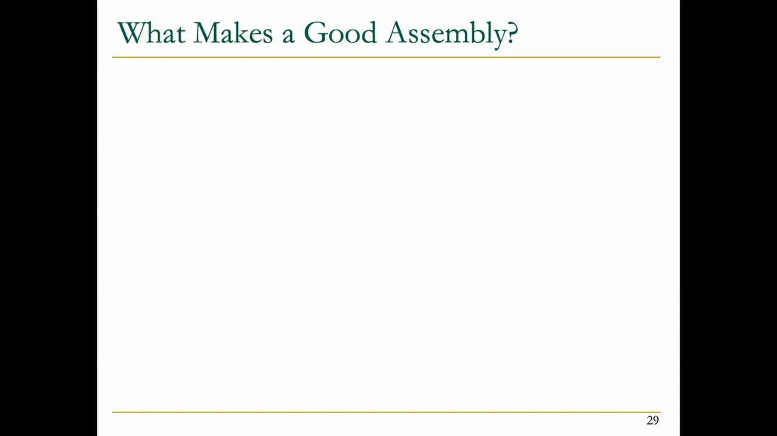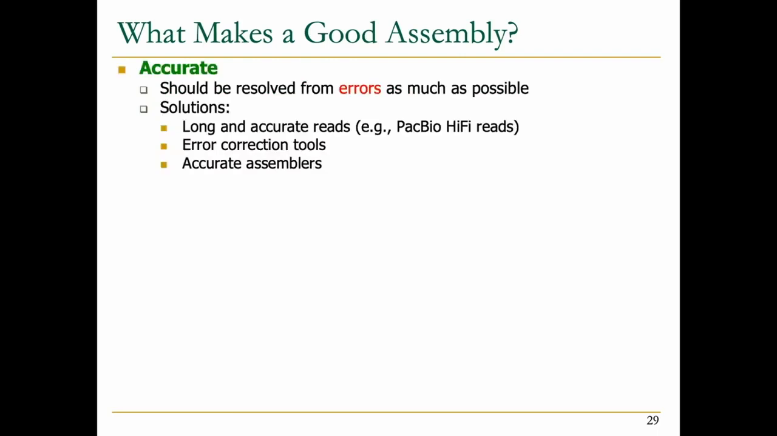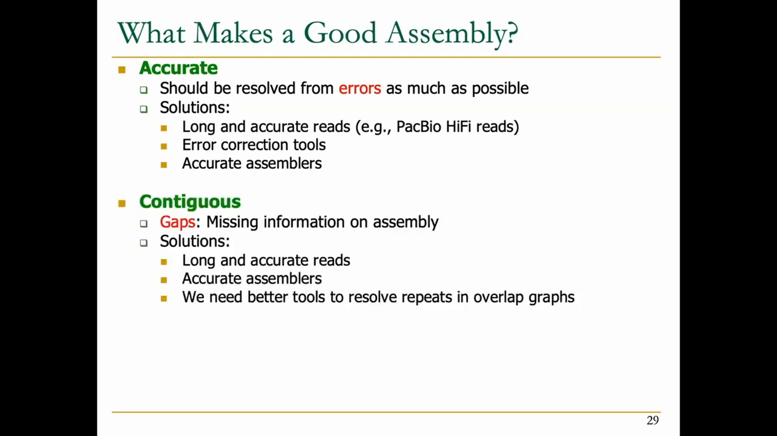So what helps us to make a good assembly? First, we want our reads and the assembly to be as accurate as possible. So the assembly and the reads should be free from errors as much as possible. And there are certain solutions for that. For example, we can use long and accurate reads. PacBio HiFi reads are relatively recent compared to other sequencing technologies. They are recent approaches to achieve that. We can use error correction tools. We can use accurate assemblers rather than fast and quick ones, if your goal is, of course, to generate the most accurate one.